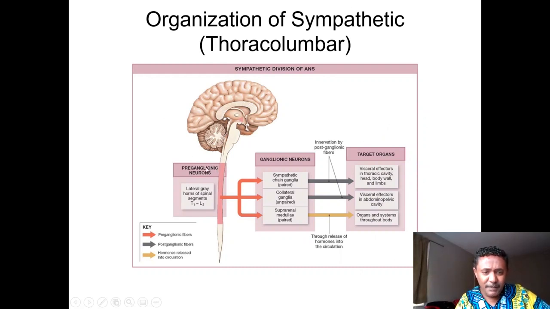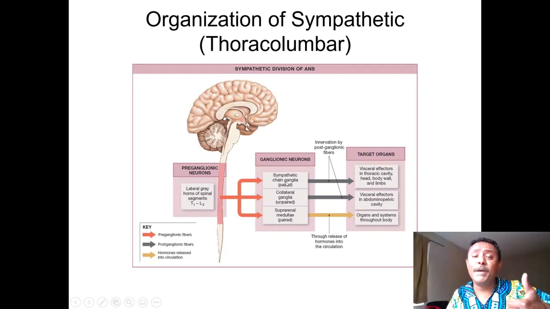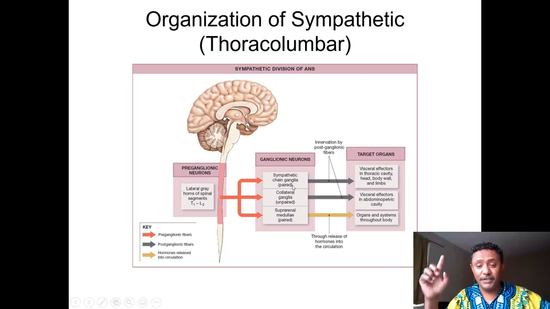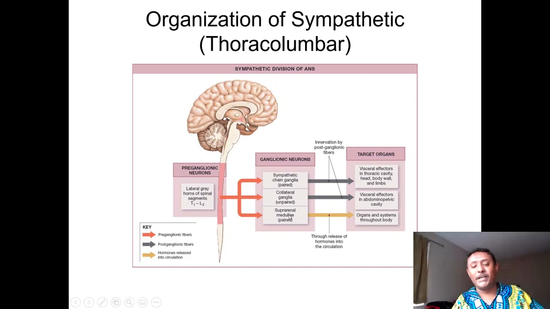So what am I going to have? I'm going to have the preganglionic neurons. Where are they originating? They are coming from the lateral gray horns of spinal segments T1 to L2. That's why we called it thoracolumbar, because it's coming from T1 through L2. Those are my preganglionic in red here. Then it can go either to the para-vertebral ganglia, that's the sympathetic chain ganglia, paired on each side, or it can go to the pre-vertebral or collateral ganglia, those are unpaired, or it can go to the suprarenal medulla. That's paired, we have seen that.